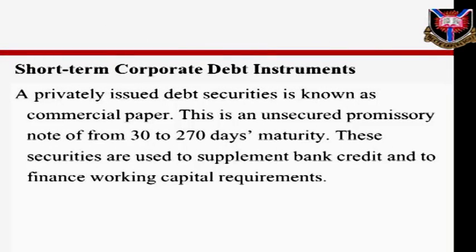Hence, we can distinguish between short-term, medium-term, and long-term corporate debt instruments. Short-term corporate debt instruments. A privately issued debt security is known as a commercial paper. This is an unsecured promissory note of from 30 to 270 days maturity. These securities are used to supplement bank credit and to finance working capital requirements. Two examples are bankers' acceptances and negotiable certificate of deposit.